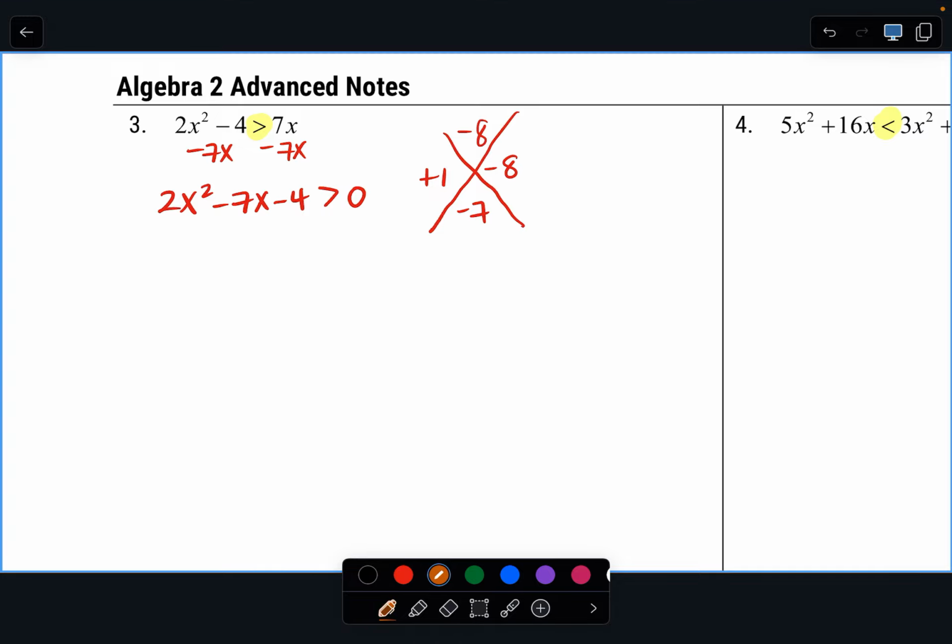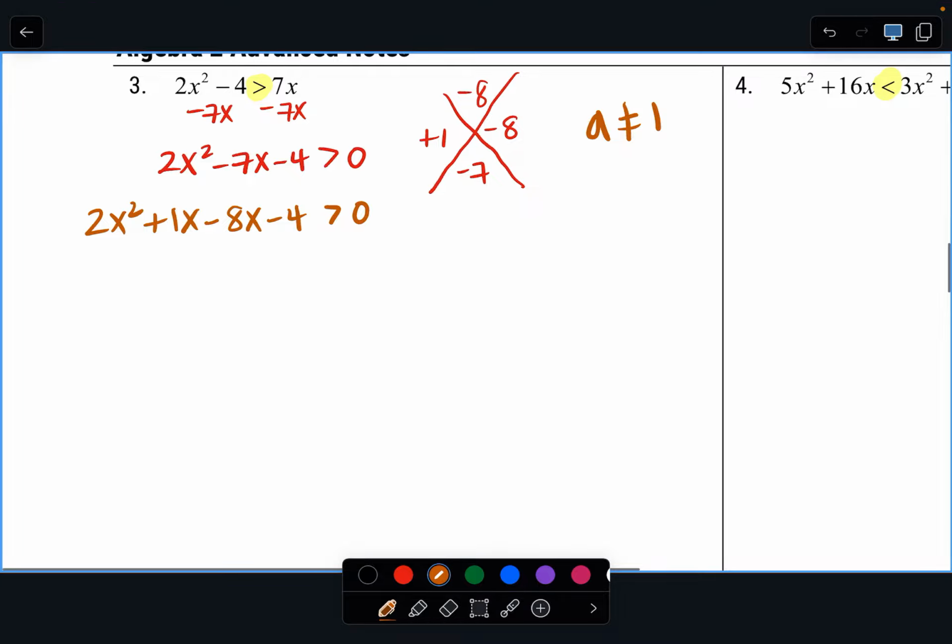So negative 8 and positive 1. This one, I cannot go directly and say x plus 1, x minus 8. The reason being, a is not equal to 1. If a is not equal to 1, you have to go the long way. So I'm going to write this as 2x squared plus 1x minus 8x minus 4. And then I'm going to do my 4-term grouping. This only has to happen if I have 4 terms.